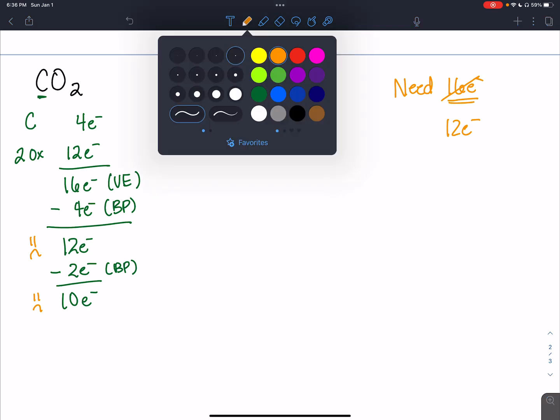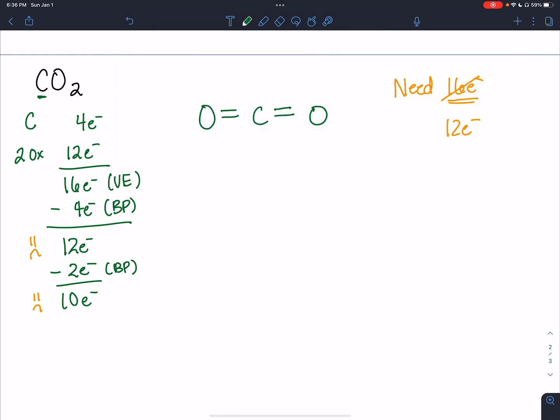All right, now I tend to add my bonds in symmetrically, so I'm going to put the other one here. But if you put a triple bond on one side and a single on the other, that would be okay too. Don't forget though that you need to subtract out those 2 electrons for that added bond. So now we have 8 electrons to work with.